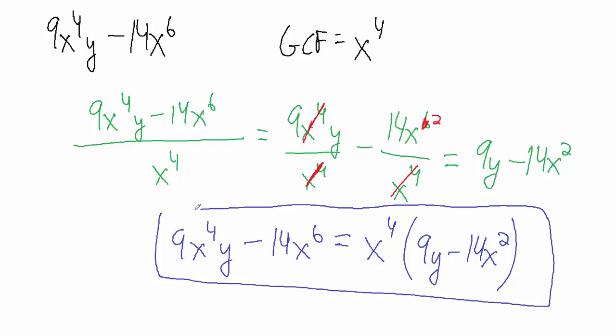Okay, so remember, when we factor, not just factoring with the greatest common factor, but factoring in general is just dividing. So here, when we factor with the greatest common factor, we're pulling the greatest common factor out. So when we pull x to the fourth out of 9x to the fourth y, when we divide that out, what's left? 9y. If we take 14x to the sixth and pull out or divide an x to the fourth, what's left? Just a 14x squared. Okay, so that's another example of factoring with the greatest common factor.